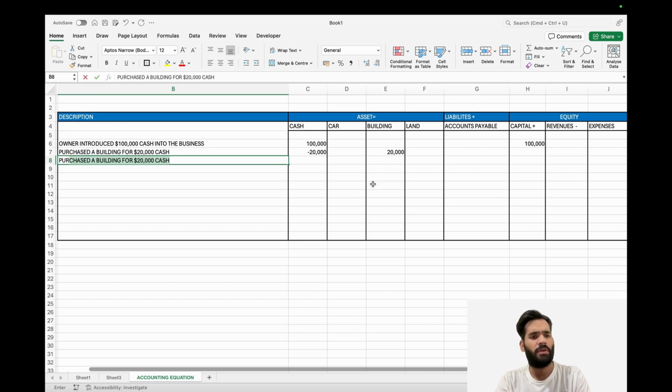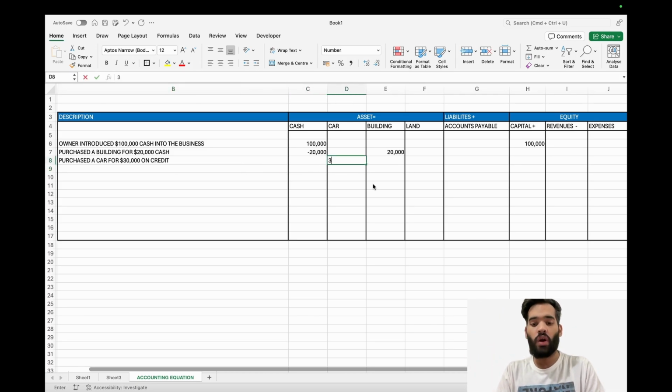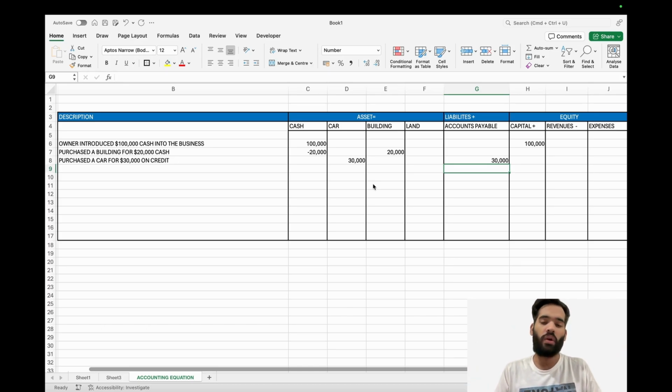Let's say the business purchased a car for $30,000 on credit. Now let me explain that term, credit. Credit means I promise to pay money later. Since I'm buying it on credit, that means I bought the asset and I promise to pay the money later. So what will happen here is my car will go up because I just bought the car, and my accounts payable liability will go up, because accounts payable is the account which shows you how much you owe for the things you purchased on credit. So I hope everything's clear so far. It should be.